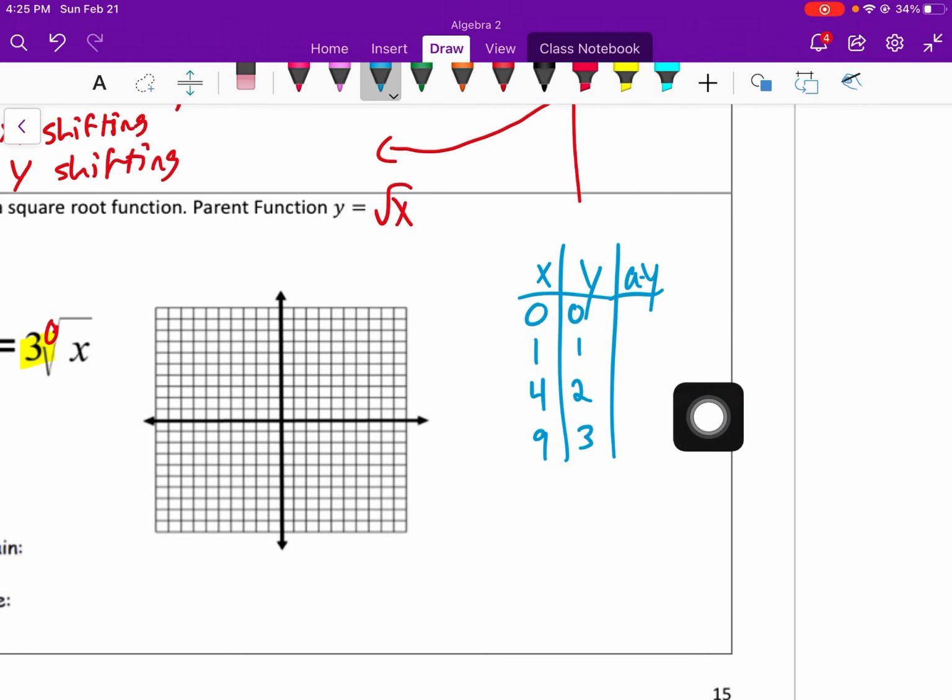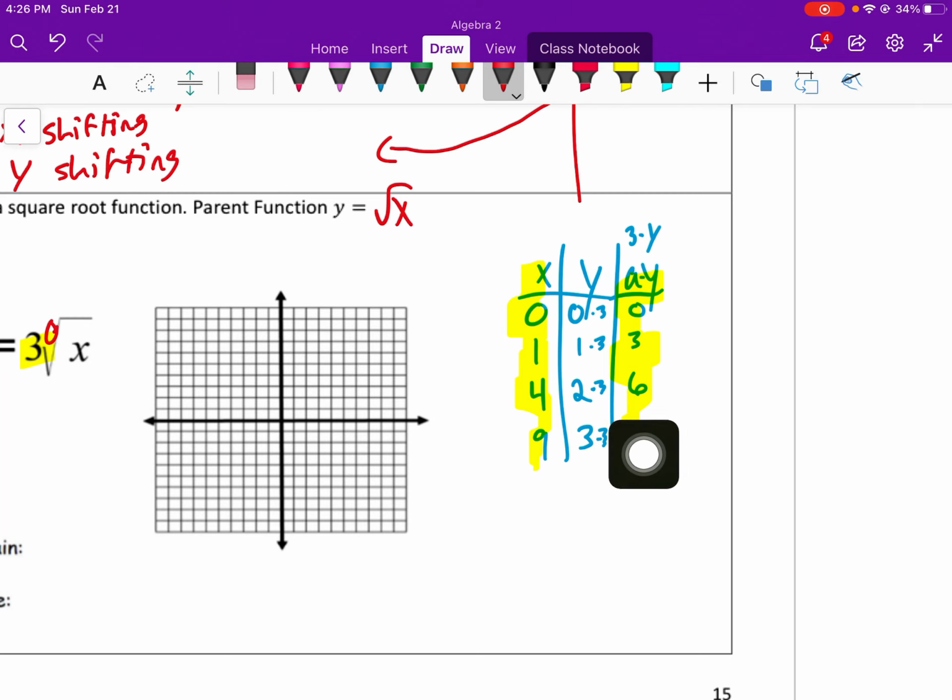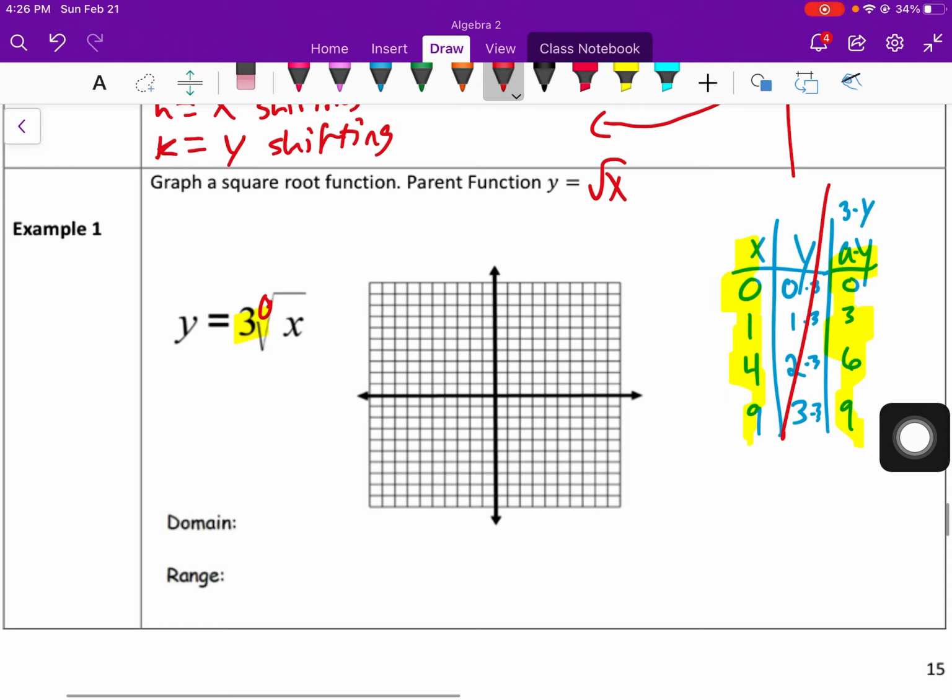Now, our a value is 3, so we're going to take 3 times our y values. So times 3, times 3, times 3, and times 3. 0 times 3 is 0, and then we have 3, 6, and 9. So points that we are going to plot are going to be these, and now these. Now that we have those, our new vertical stretch here, we can disregard those points, because that's the parent function. The a value stretches or shrinks it. So now let's plot those new points.